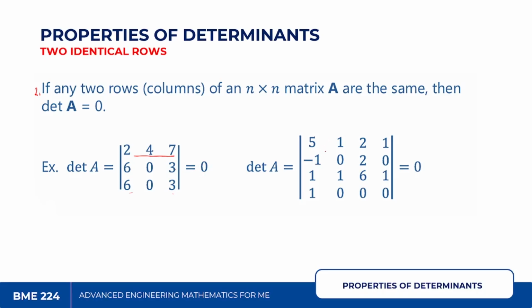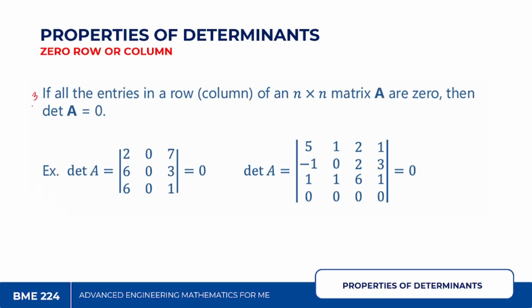How about this one? This time, column 1 and column 2 and column 4 are the same. As you can see, right? They are the same. The elements are very exact. So, when that happens, the determinant of that matrix will automatically be equal to 0. So, that is according to two identical rows or two identical columns. Okay? If any two rows or columns of an n by n matrix are the same, then the determinant of that matrix is 0.